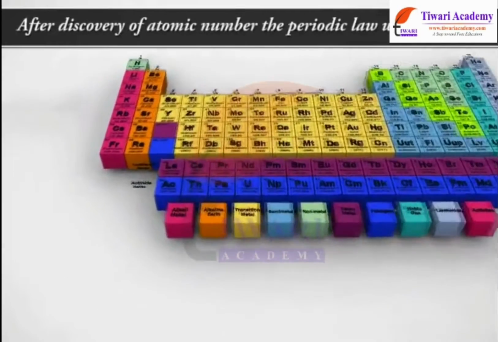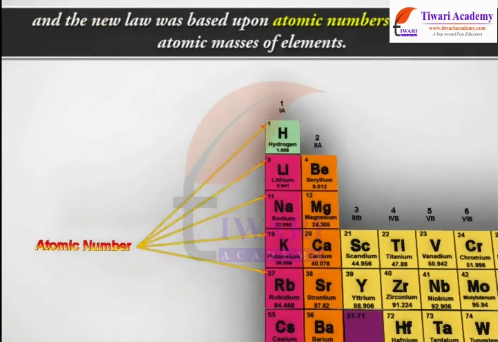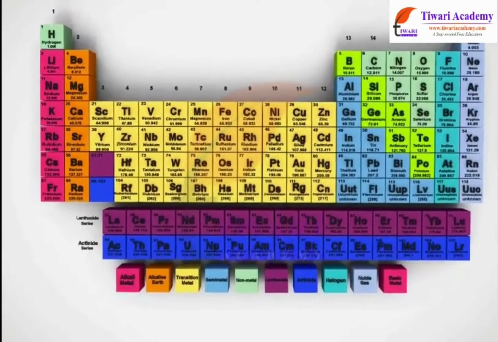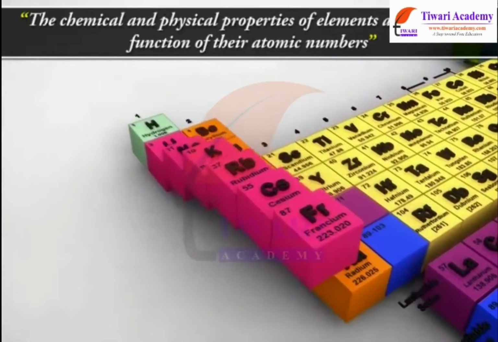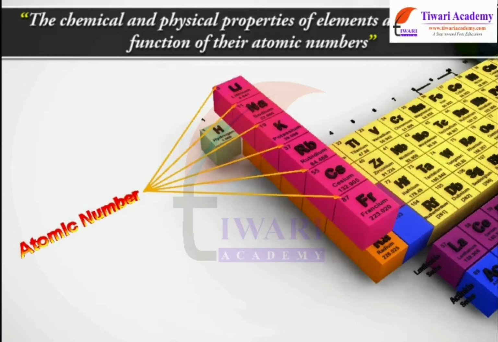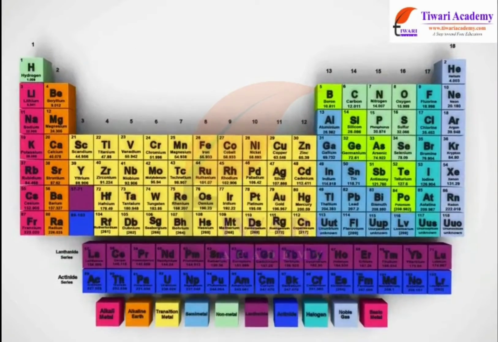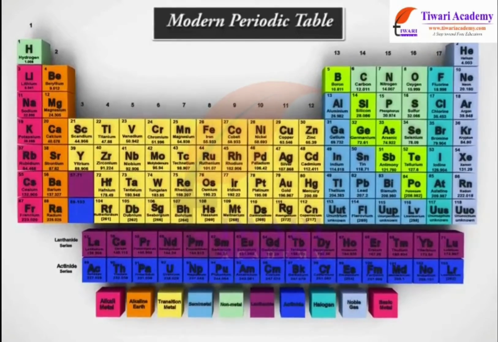After the discovery of atomic number, the periodic law was modified and the new law was based upon atomic numbers in place of atomic masses of elements. The modern periodic law states: the chemical and physical properties of elements are a periodic function of their atomic numbers. The periodic table based on the modern periodic law is called the modern periodic table.